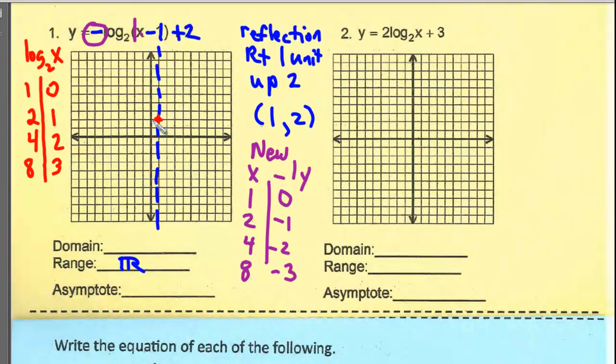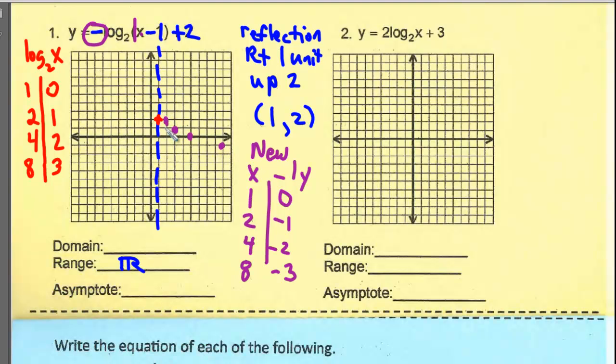Beginning at our new starting point, right here at the red dot, we're going to go to the right 1, up 0. Starting back at the red dot, we're going to move right 2 and down 1. Starting at the new starting place, we're going to go right 4 and down 2. And then we're going to move right 8 and down 3.